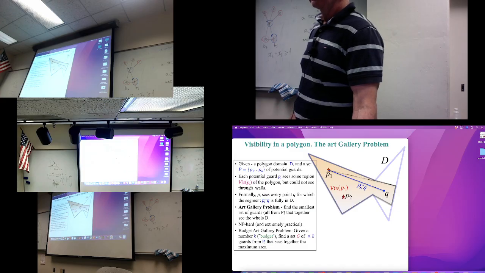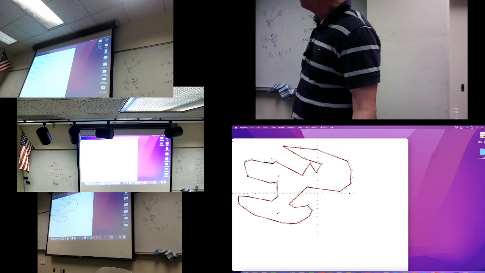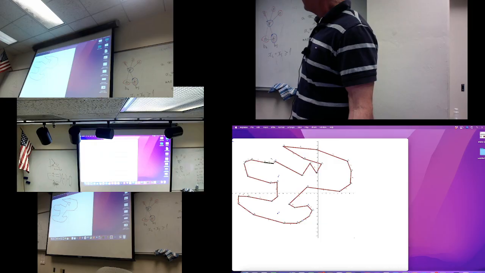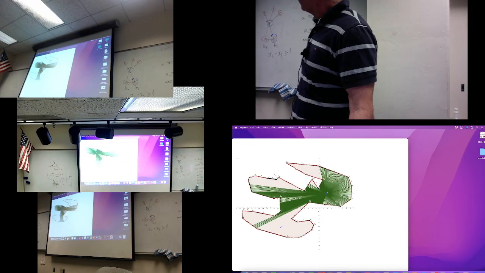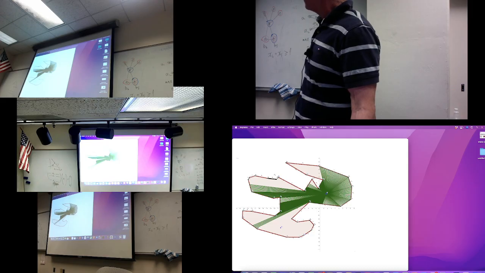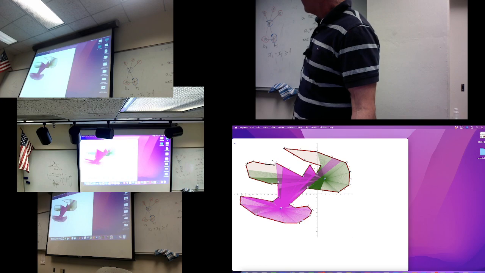And so we need ILP. Just to remind everybody, I couldn't avoid some GeoGebra. So here is my polygon, visibility of a guard, visibility from one point, visibility from another point, and so on.